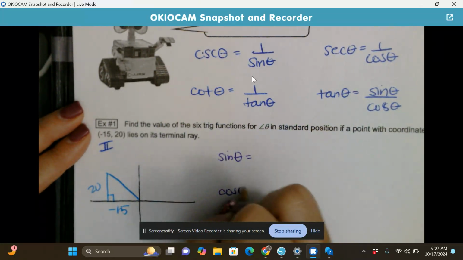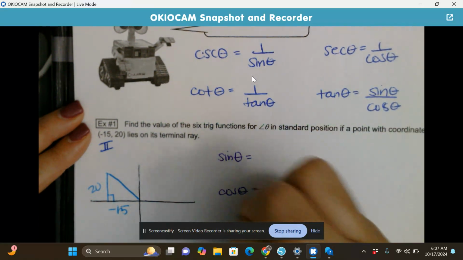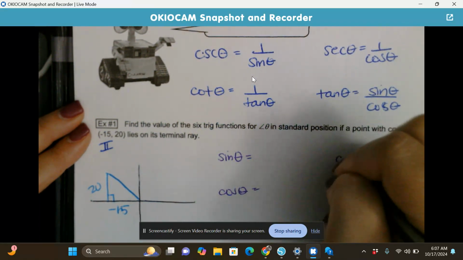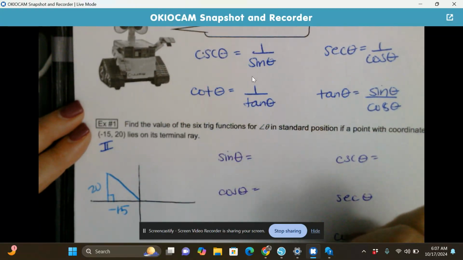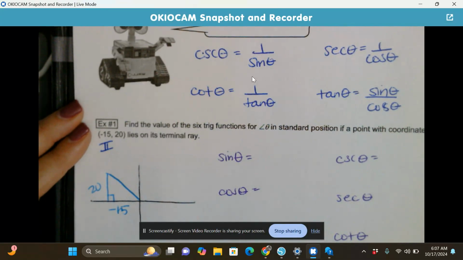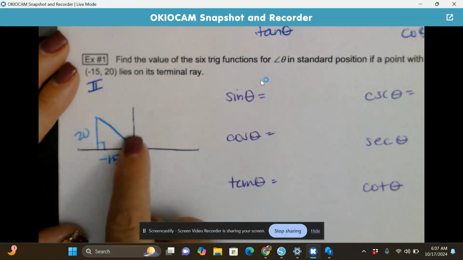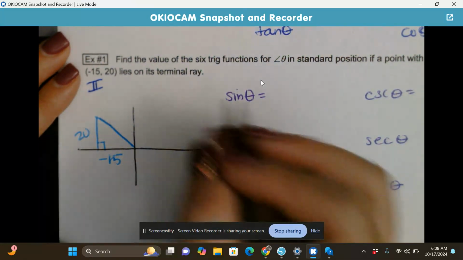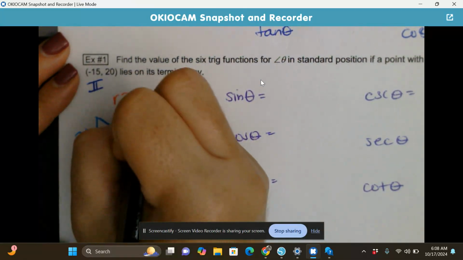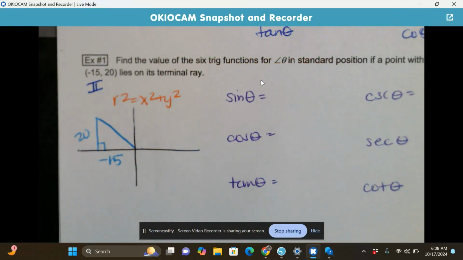Sine, cosine, tangent, cosecant, secant, and cotangent. All right, so as discussed yesterday, in order to find the missing side of a right triangle, we do use the Pythagorean theorem. So in this case, we're going to use r squared equals x squared plus y squared. Most of you learned it a squared plus b squared equals c squared, or c squared equals a squared plus b squared.